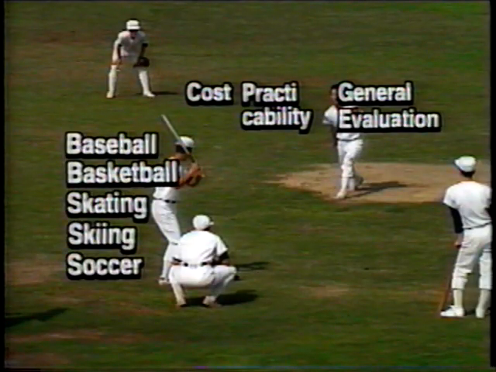Now it's time for a little more practice. Let's take sports as our theme. Please complete the matrix diagram. Various types of sports are listed on the vertical axis, and the 2 categories, practicability and cost, as well as general evaluation, are put on the horizontal axis. The sports are baseball, basketball, skating, skiing, and soccer.